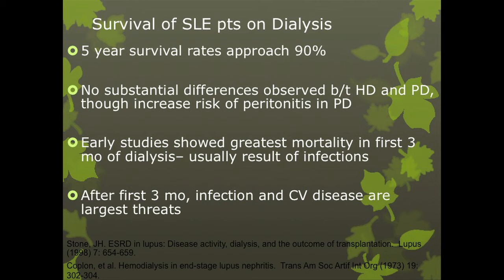There's really no substantial difference observed between hemodialysis and peritoneal dialysis, though there is an increased risk of peritonitis, which is an infection of the fluid in the abdomen when using peritoneal dialysis. Early studies showed that the greatest mortality is in the first 3 months of dialysis, usually the result of infections. And then thereafter, much like the disease itself, infections and cardiovascular disease are the largest threats.